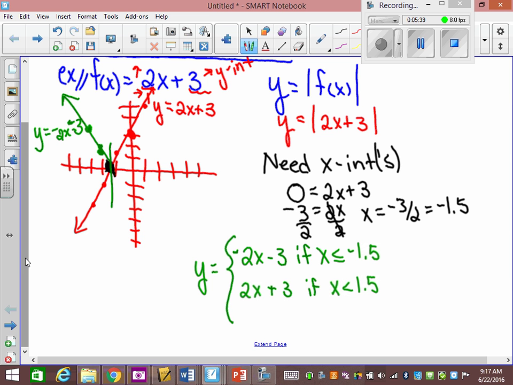So you always want to draw your original and label it. Then reflect your original and label that, and get your x-intercept so you can actually say where it changes. Okay, there's 3 steps: the original equation, draw it, reflect it, get your new equation, and get your x-intercept so you can get your pieces.